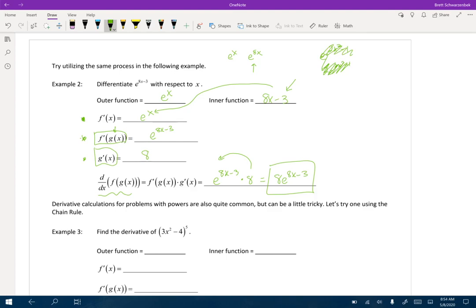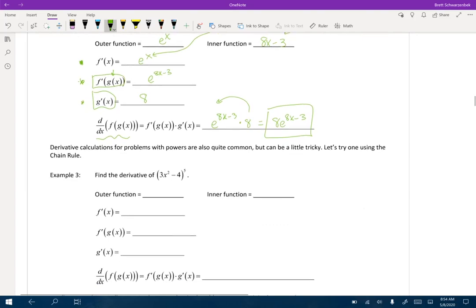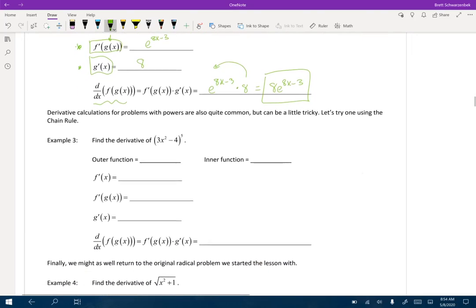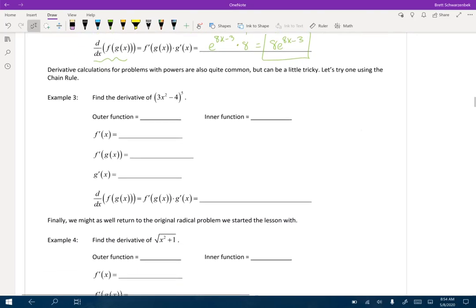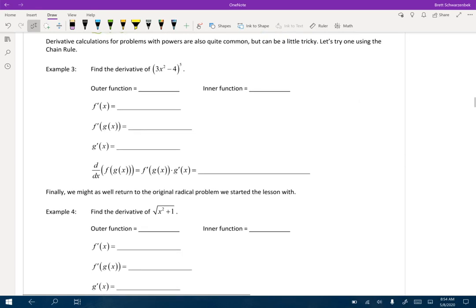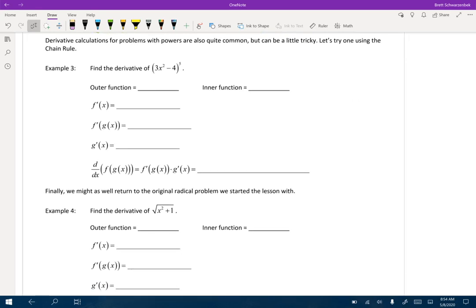Okay, so we're going to pick up the skill level a little bit. Some of these problems are going to get a little tricky for understanding, but again, these are very straightforward examples of what you're going to be doing very commonly throughout the rest of the course. How about we find the derivative of 3x squared minus 4 to the 5th power?